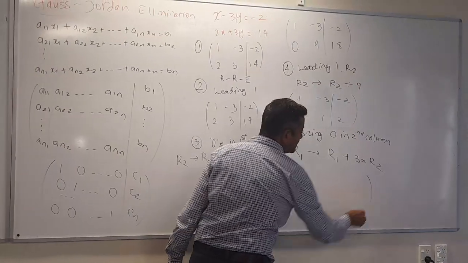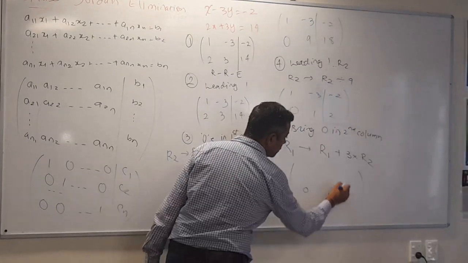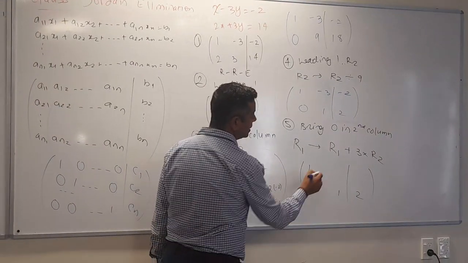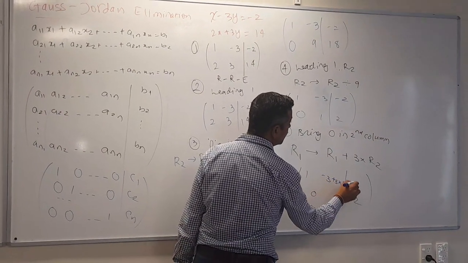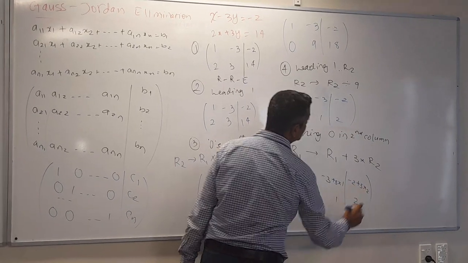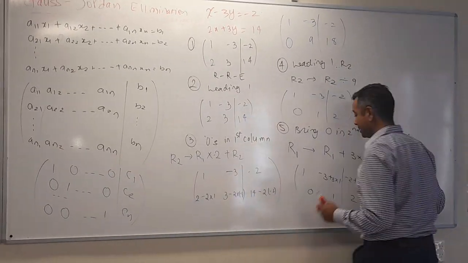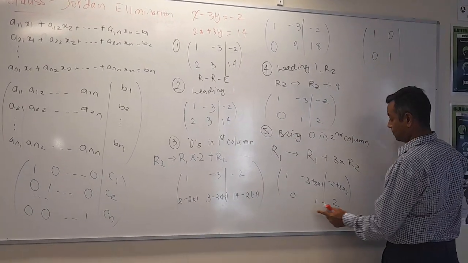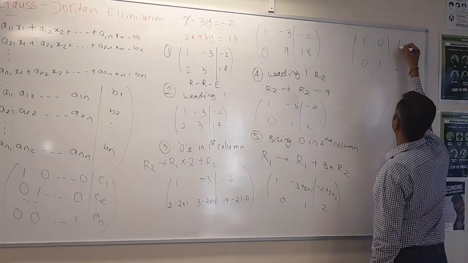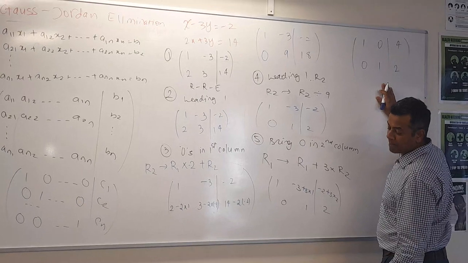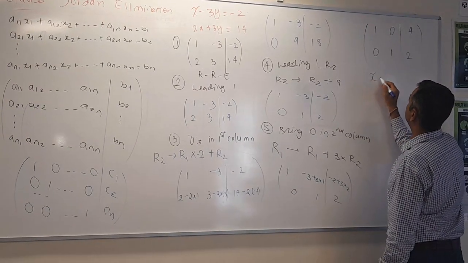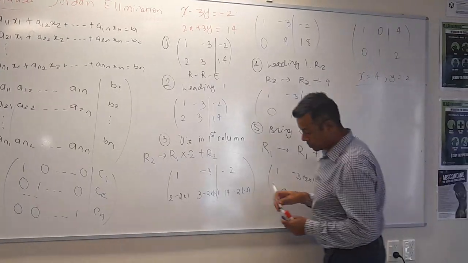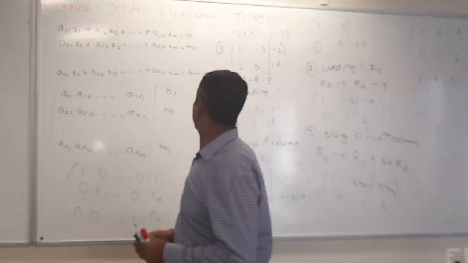In this instance, our row 2 does not change: 0, 1 and 2. This will be 0, this will be 1, and negative 3 plus 3 times 1, and negative 2 plus 3 times 2, which finally simplifies to 1, 0, 4 and 0, 1, 2. You got a 2 here and we got a 4 here. Obviously, when we write them back into the system of equations, we can say that our variable x is 4 and y is 2, which is known as the solution of the given system of equations.